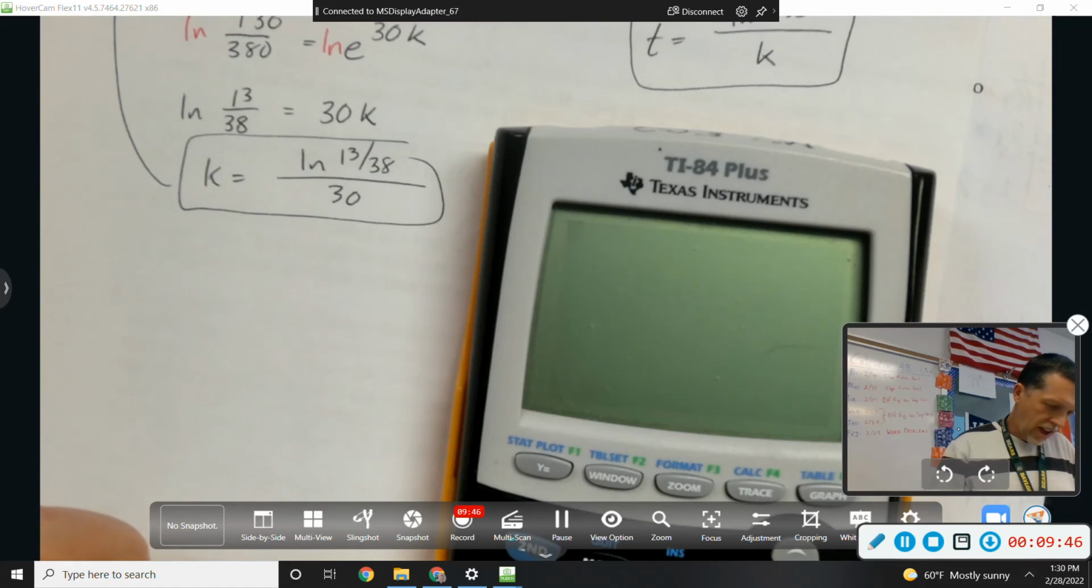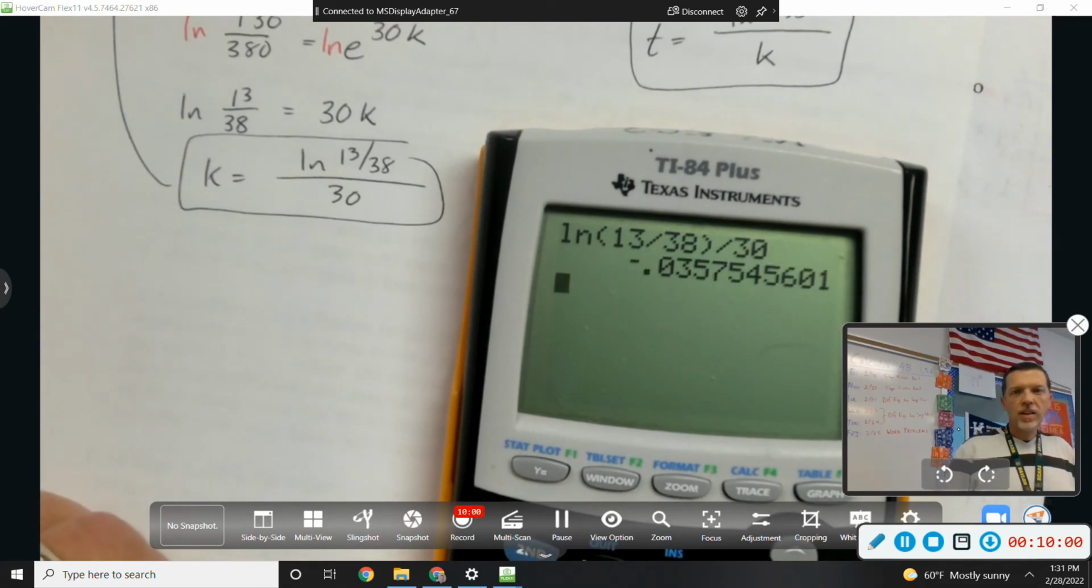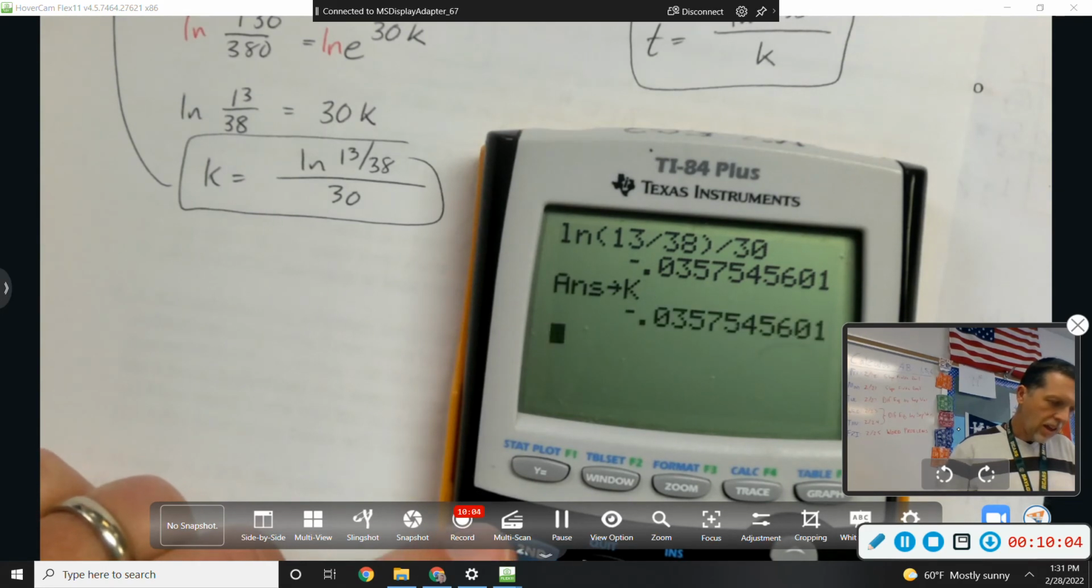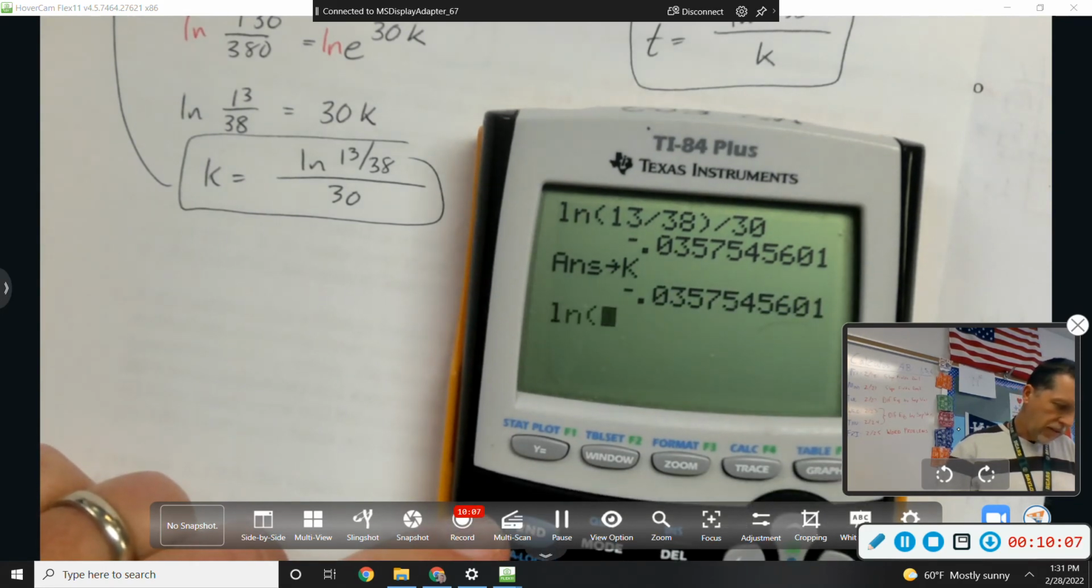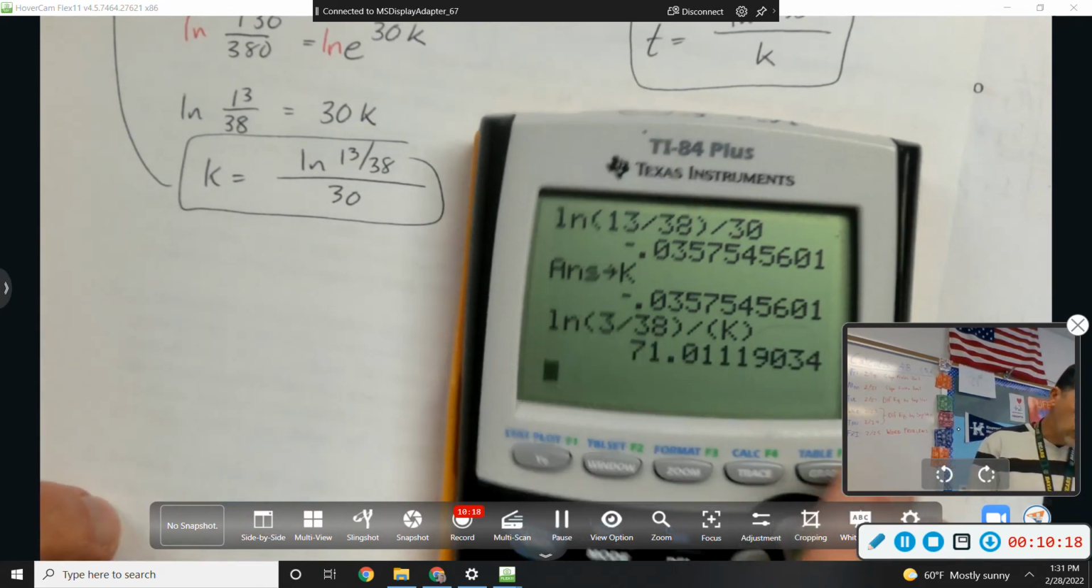So let's find k first. I guess I could type it all in, but that would have a lot of parentheses. So natural log 13 over 38 divided by 30. That's K. So store that as K. Natural log 3 over 38 divided by K is 71.011.